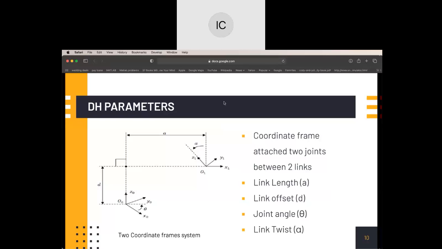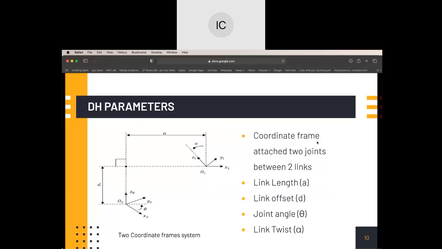Link length is the distance between the axis Z0 and Z1 measured along the Z0 axis. The link offset is the distance from the origin to the intersection of the X1 axis with Z0 measured along its axis. The joint angle is the angle from X0 and X1 measured normal to Z0, and the link twist is the angle between Z0 and Z1 measured in the plane normal to the X1 axis.